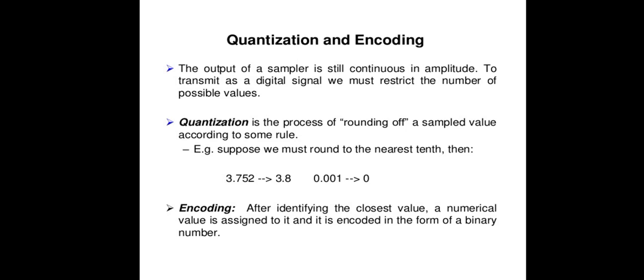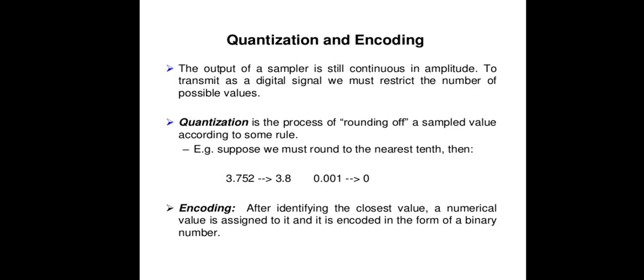Suppose, for example, we round to the nearest tenth. This value gives 3.752. That means 3.7 is near to the value of 8. After the remaining digits are neglected, then only we write 3.8.